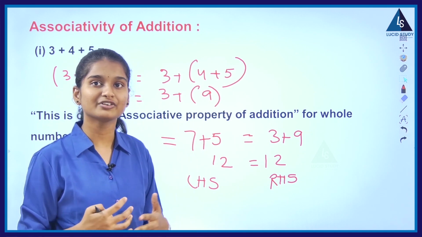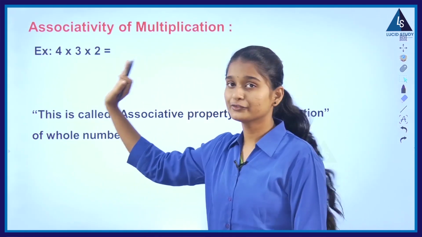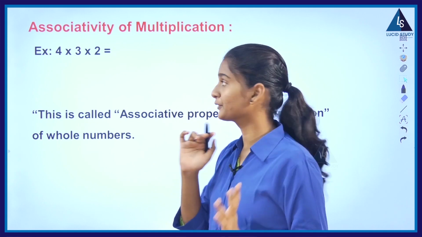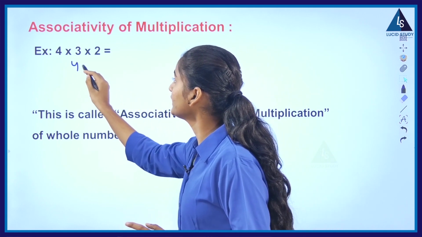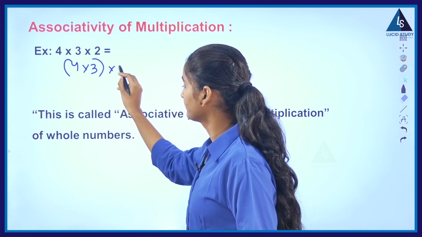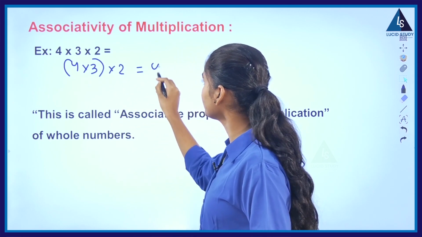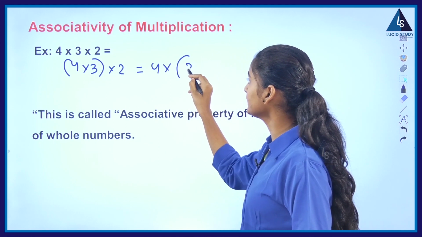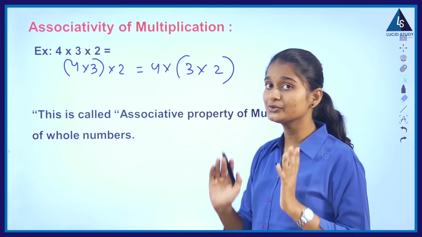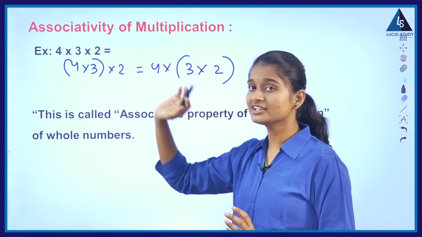Now let us check it for multiplication. Here, 4 into 3 into 2. Now let us group it in two ways. So 4 into 3, into 2, is equal to 4 into the group 3 into 2. What is 4 into 3 into 2? 4 into 3 is 12.